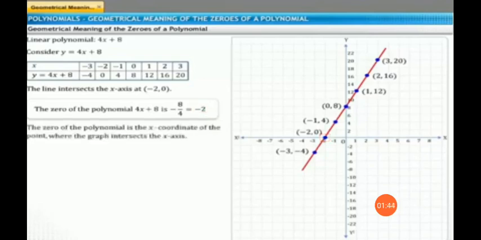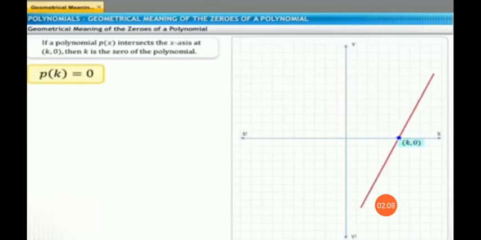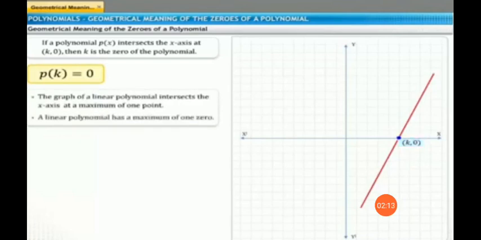So in general we can say the zero of a polynomial is the x-coordinate of the point where the graph intersects the x-axis. Or if a polynomial p(x) intersects the x-axis at (k, 0), then k is a zero of the polynomial such that p(k) equal to 0.